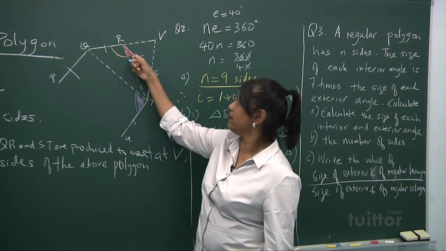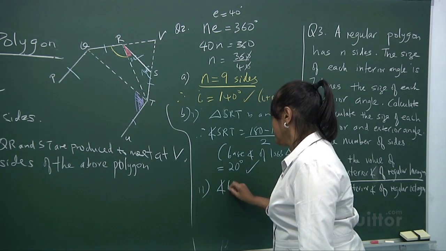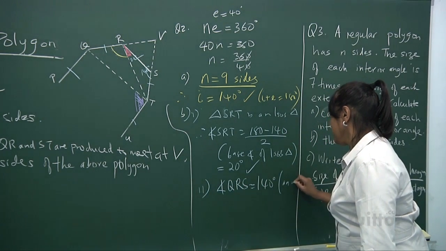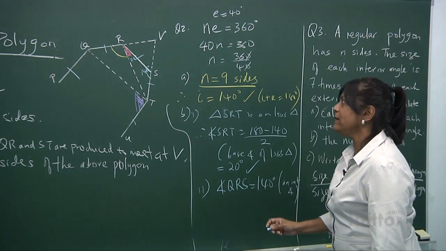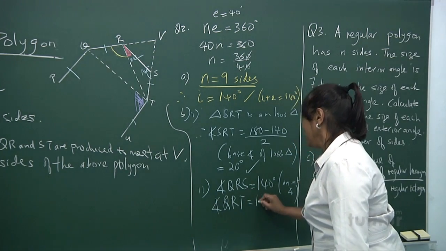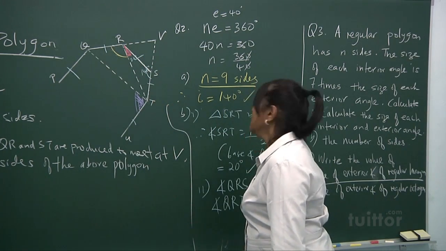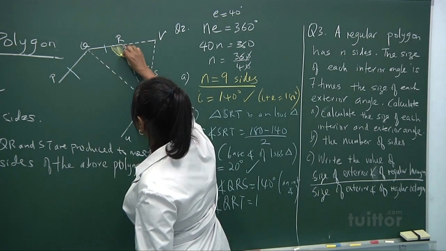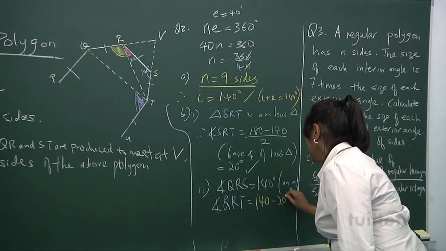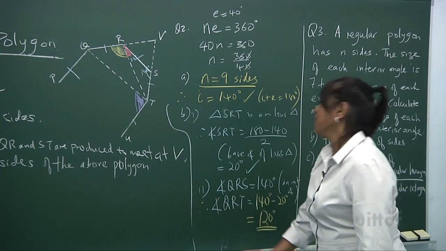Having known this as 20 degrees, what is angle QRT going to be? What is this whole angle? QRS is 140 degrees because it's an interior angle of the polygon. So angle QRT will be 140 minus the 20 degrees, which is 120 degrees, therefore.